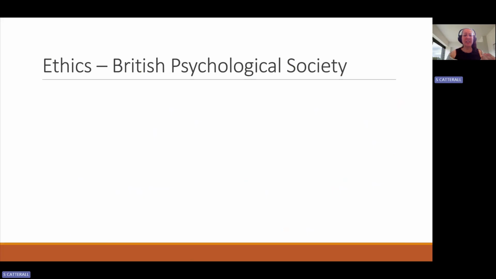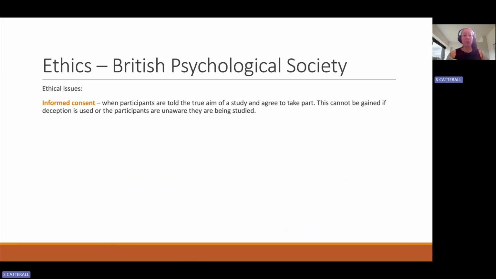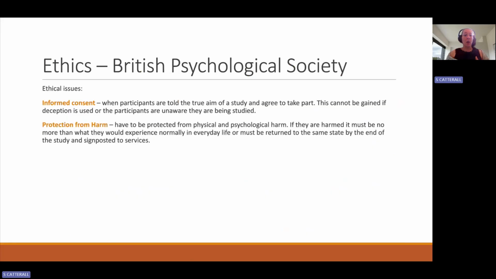And then we've got ethics. So you need to know that the ethical guidelines come from the British Psychological Society. I think there's been a multiple choice question on that before, but again, I might be getting confused with A level. But it is on the spec because I just looked at it before. And then on the spec, it says that the ethical issues are informed consent, so have people knowing the aim agreed to take part, protection from harm, have you protected them from psychological and physical harm, so they can't experience anything more than what they would ordinarily in their everyday life.